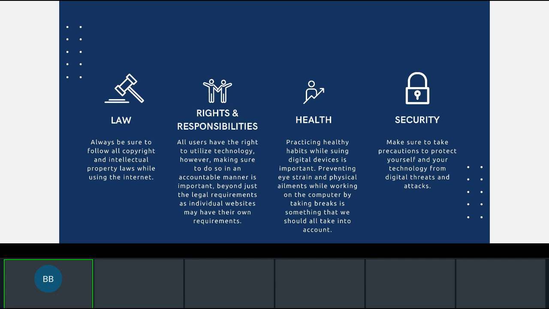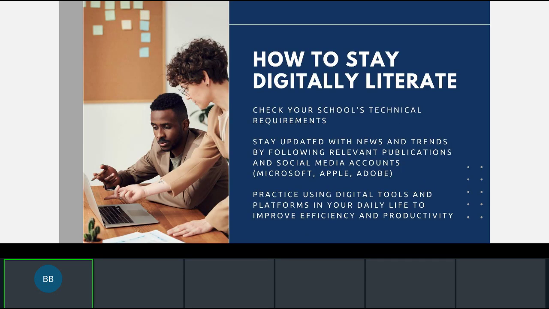And so, with those 9 pieces out of the way, we're going to talk about how you, as a support person, as an adult in this digital world we live in, can stay digitally literate. The primary one is to check your school's technical requirements. This is something that I tell families to do all the time. If you're not sure if something is going to work, head to our website and check the technical requirements.